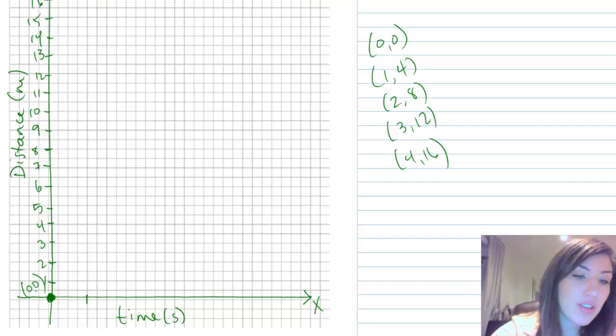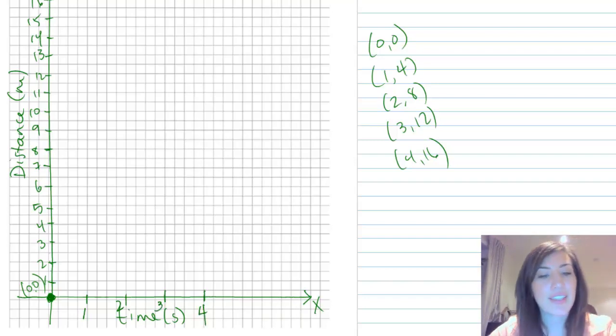So we're going to count 1, 2, 3, 4. This is 1. 1, 2, 3, 4. This is 2. 1, 2, 3, 4. This is 3. 1, 2, 3, 4. This is 4 seconds. And we can only write the 1, 2, 3, 4 because we have time equals seconds in the brackets there, so we don't have to write seconds after every number.